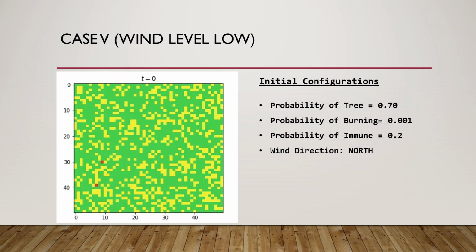Now, in the next two cases, we will be analyzing the wind effect on the forest fire spread. We have considered that the wind is flowing from the north. Also, here the wind level is low, introduced by a rule. The rule is that if a site contains a tree, then it can burn if it is not immune to fire and if the cell in its north direction is burning. Here is a visualization.